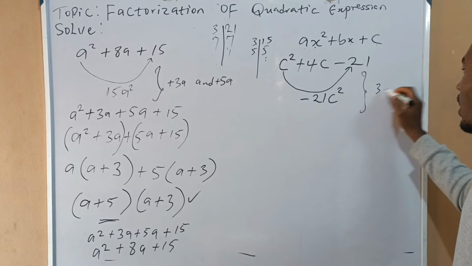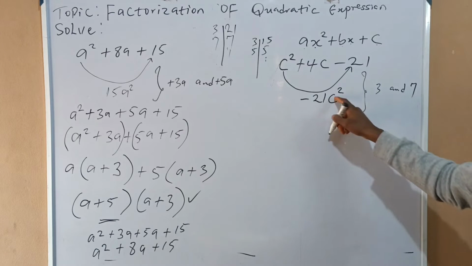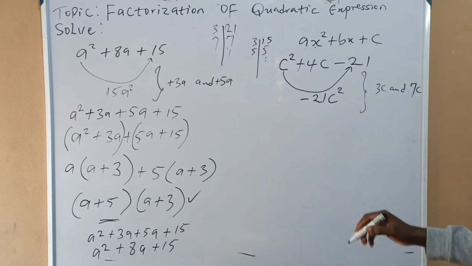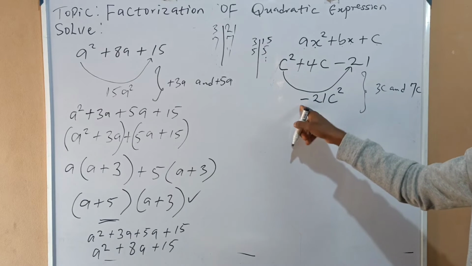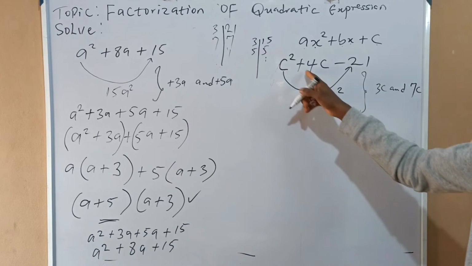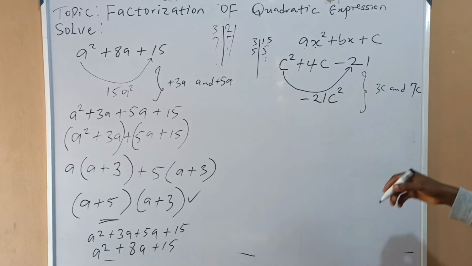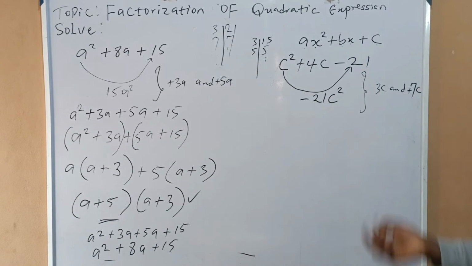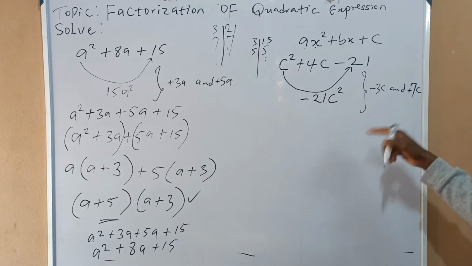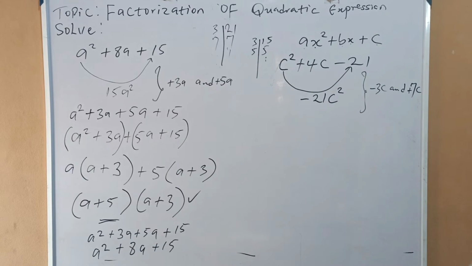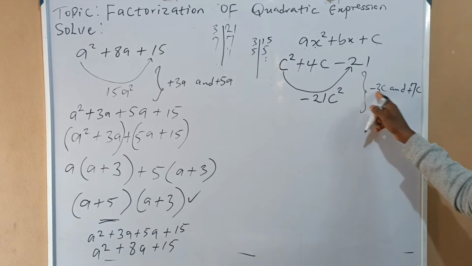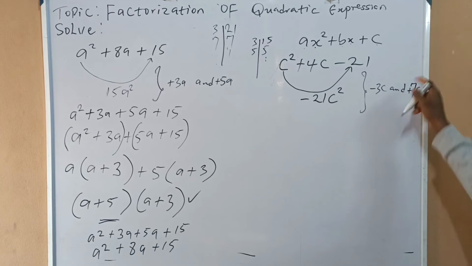So I have 3 and 7. But because I have c here, I include my c. So looking at this minus 21c raised to the power of 2, you can see that we have minus here and we have positive here. So what do we do? We have to make this positive and make this negative, such that minus 3c multiplied by 7c, we are going to get minus 21c raised to the power of 2. Then when we add minus 3c and plus 7c, we are going to obtain 4c.